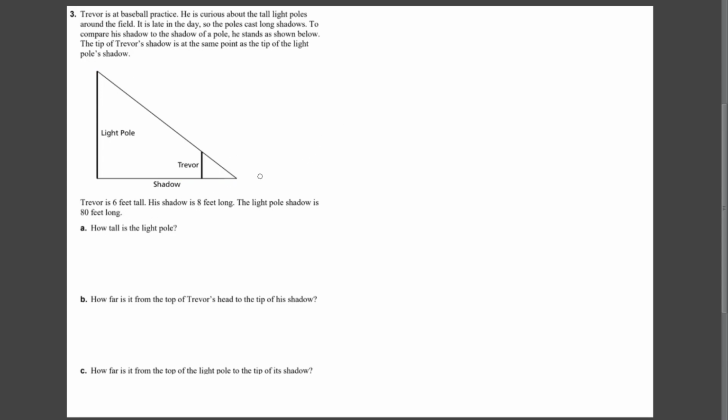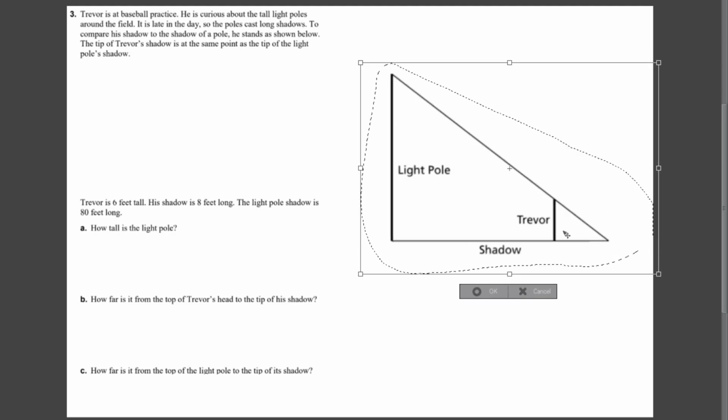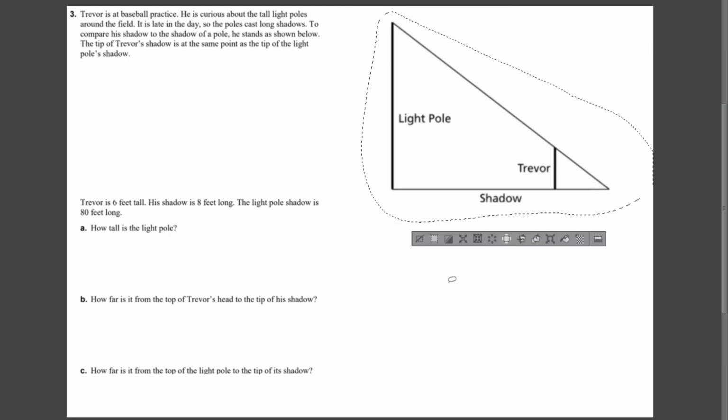So it tells us that Trevor is 6 feet tall and his shadow is 8 feet long. So we're going to go ahead and start filling in parts of, actually, you know what, let me see if I can pull this out and make this a little bit bigger, because I think this is going to be too small for me to work with as is. Perfect. Much better. Lots more room to work with this.